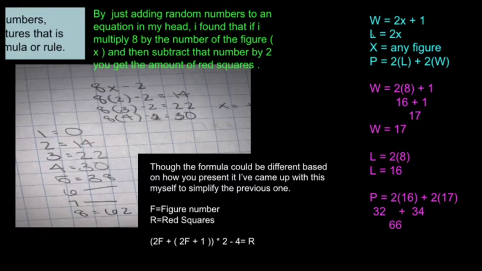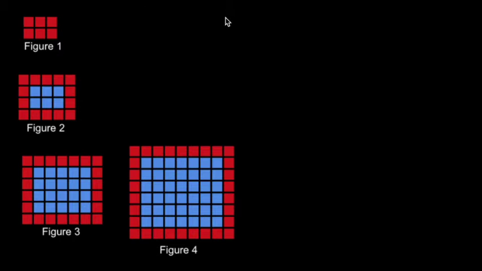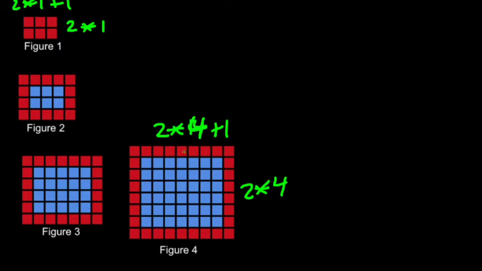They're saying that every time, and I'm going to think of this length as height, every time I look at a figure, my height is 2 times the figure number, and my width is 1 more than that. For figure 1, my height is 2 times 1, and my width is 1 more than that. When I look at figure 4, my height is 2, 4, 6, 8, 2 times the figure number. And my width is 1 more than that, 2, 4, 6, 8, 9.